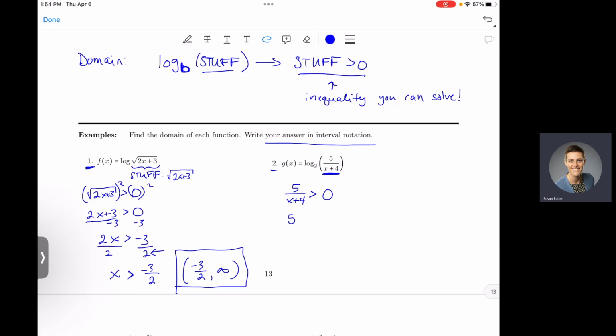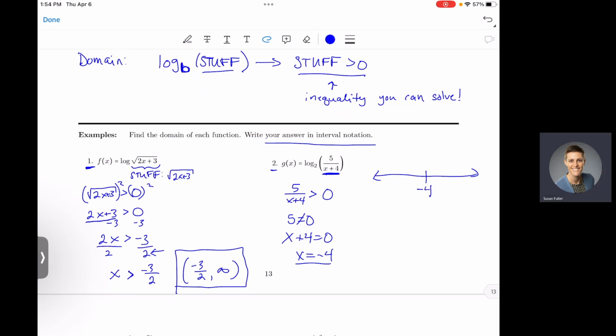So if we set the top equal to 0, 5 equals 0. That's not true. 5 is never equal to 0. Well, that means we don't get any solutions from there to put on our number line. Don't panic. And so nothing on our number line from the top. We also need to set the bottom equal to 0, and that means x equals -4. That's the only solution we got. That's the one we're putting on our number line, and we're going to test values from there.